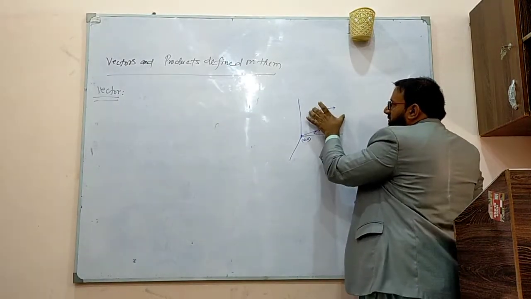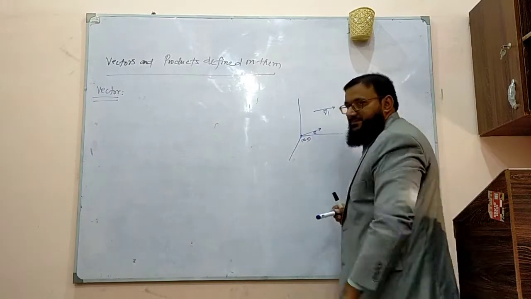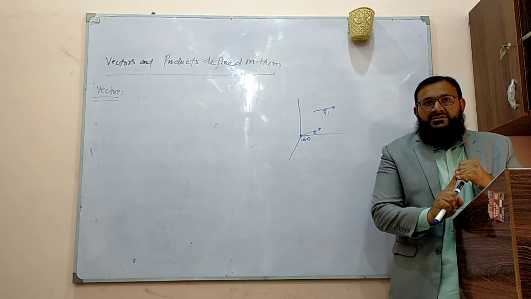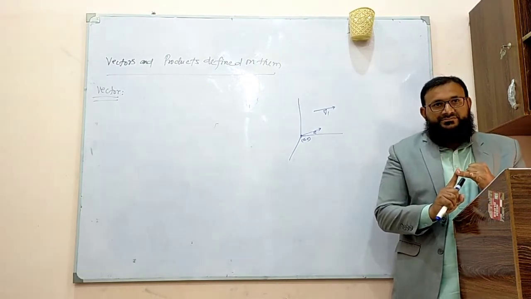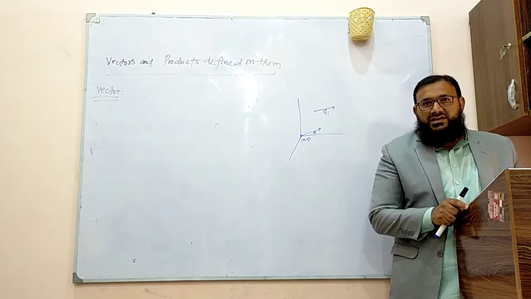Okay, so the main concept is that these two vectors are the same. There is no difference, because their magnitude is the same and their direction is the same. The direction is the same, horizontal axis, so what is the angle?